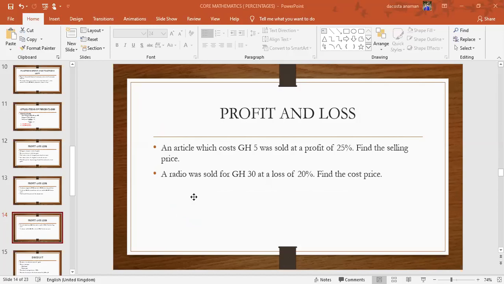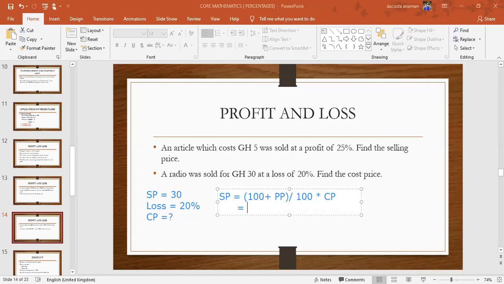The next question says that a radio was sold for 30 Ghana cedis. So which means that the selling price is 30, at a loss of 20%. You should find the cost price. Now with this, you'll be using the selling price formula when you are given the profit percent. The selling price will be equal to, let me put it in brackets first, 100 plus profit percent all over 100 times the cost price.